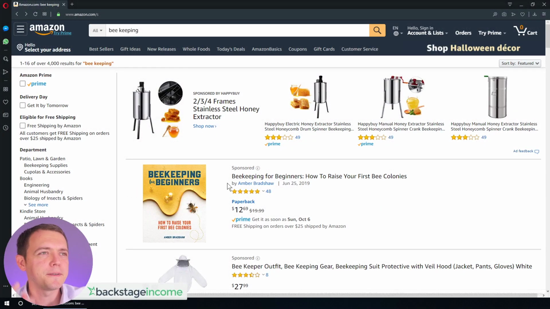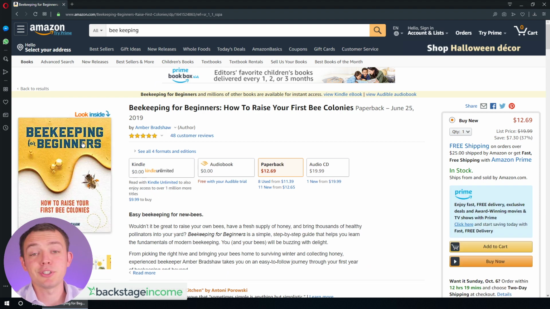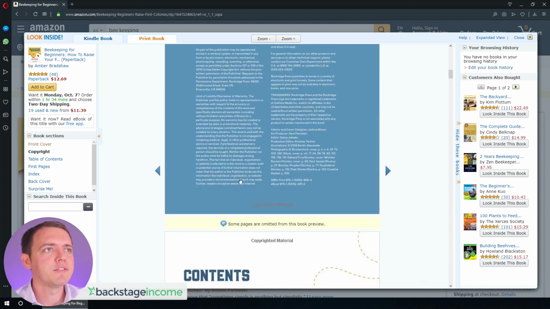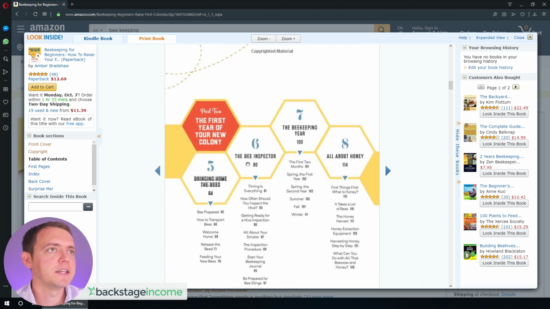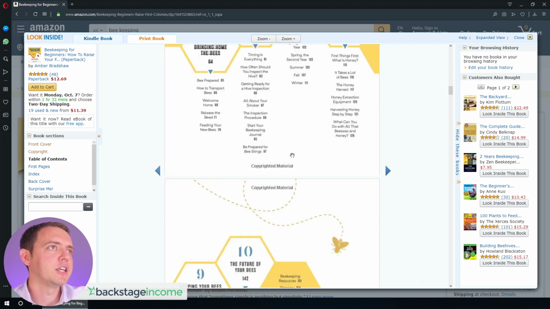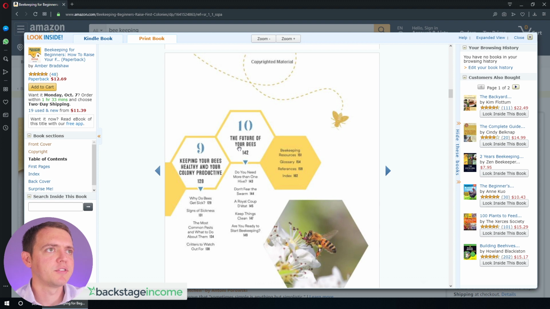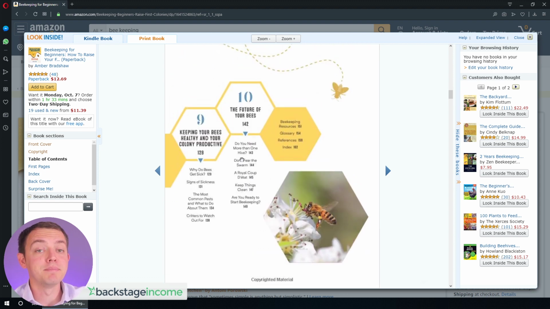Now, you could start it out with something like Beekeeping Guide for Beginners if you're trying to start a beekeeping book, or you're writing a book about beekeeping. And you can see here, they'll give you some ideas about some chapters. So you want to keep bees, right? Honeybee 101, basics. What are the things that you need to get started? A home for your bees, choosing a hive, planning your colony, the first year of your new colony, bringing home the bees, bee inspector, the beekeeping year, all about honey, keeping all your bees healthy and productive, and the future of your bees. So this could be kind of like a basic outline for the book that you're starting.